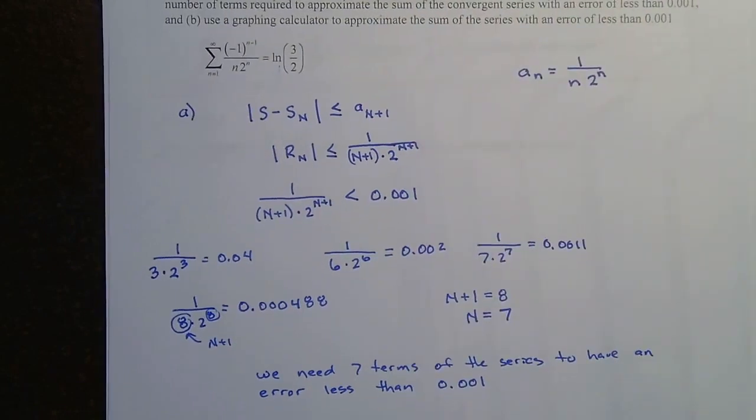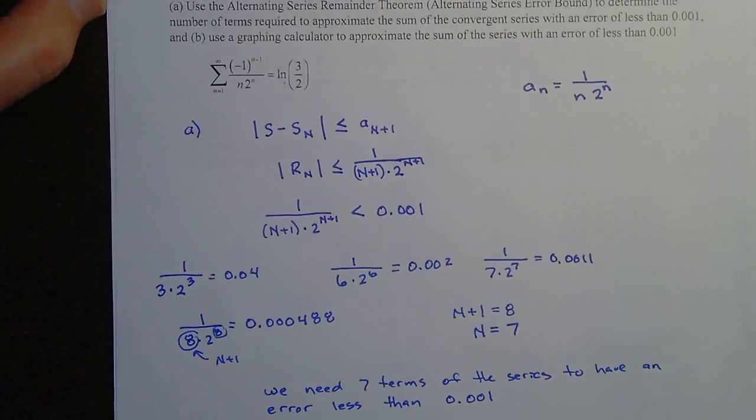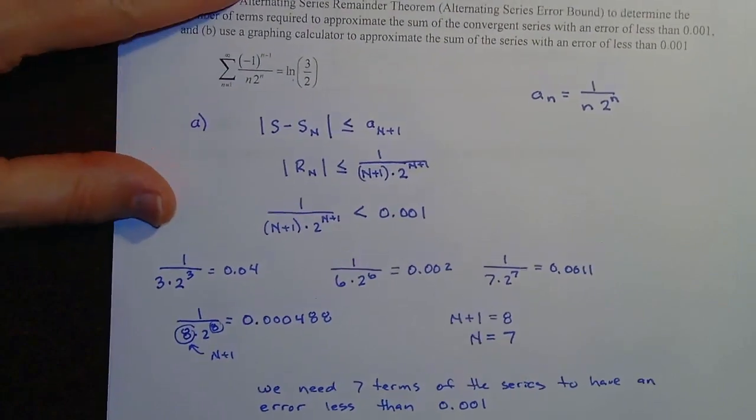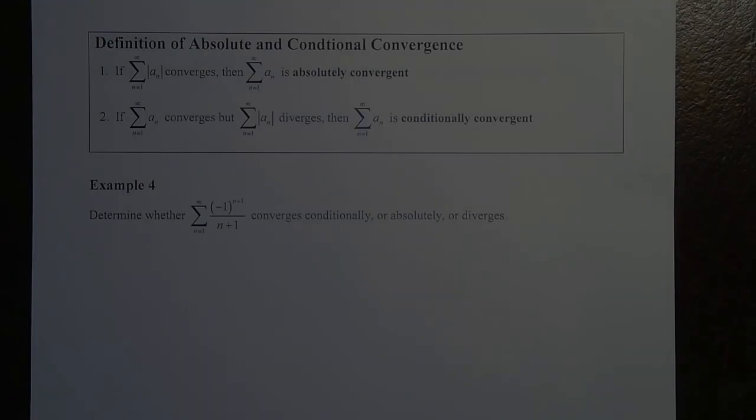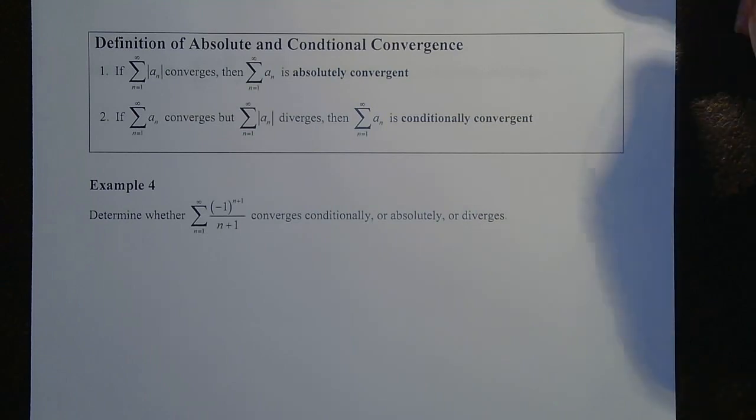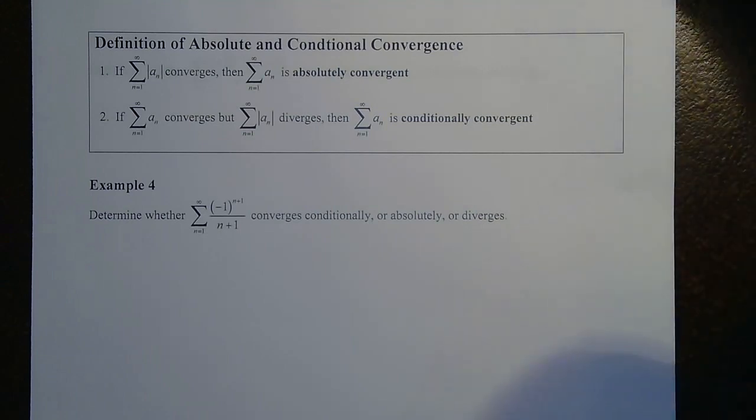Okay. All right. So the next thing I want to look at is go back and I want to look at conditional convergence and absolute convergence once again. Okay. Because that's a big deal. Okay. All right. So let's take a look at the next one. So again, I want to look at this idea of absolute and conditional convergence.